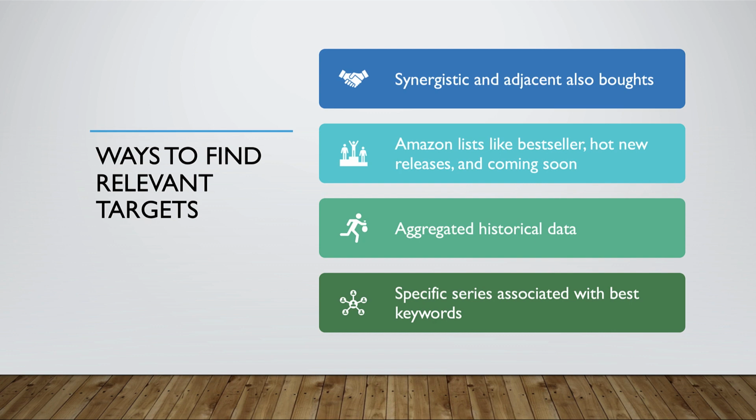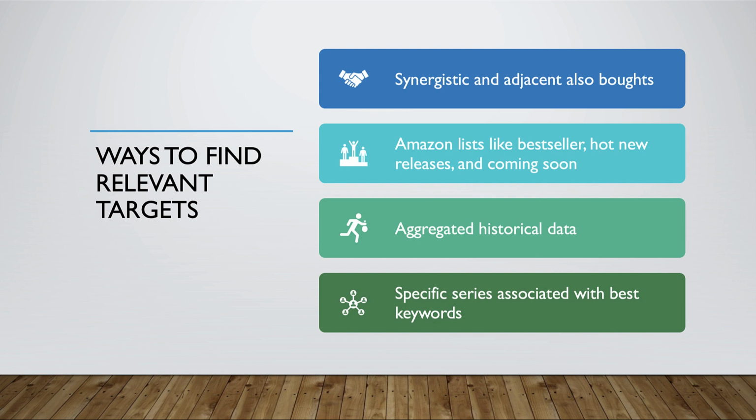You can also look at Amazon lists based on genre, like the bestseller list, the hot new release list. I particularly like the coming soon list because it tends to be targets that people have no idea are coming. You can also look at just the genre specific, it's called the pop list, where you just look up that genre and it'll list all of the books listed in that category.